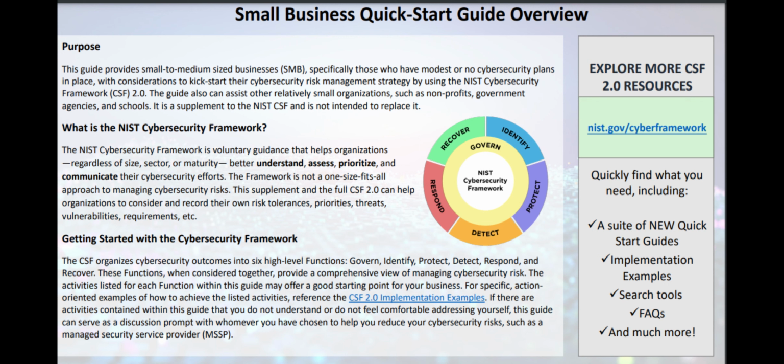Getting started with the cybersecurity framework. The CSF organizes cybersecurity outcomes into 6 high-level functions: govern, identify, protect, detect, respond, and recover. These functions, when considered together, provide a comprehensive view of managing cybersecurity risk. The activities listed for each function within this guide may offer a good starting point for your business. For specific action-oriented examples of how to achieve the listed activities, reference the CSF 2.0 implementation examples. If there are activities contained within this guide that you do not understand or do not feel comfortable addressing yourself, this guide can serve as a discussion prompt with whomever you have chosen to help you reduce your cybersecurity risks, such as a managed security service provider.